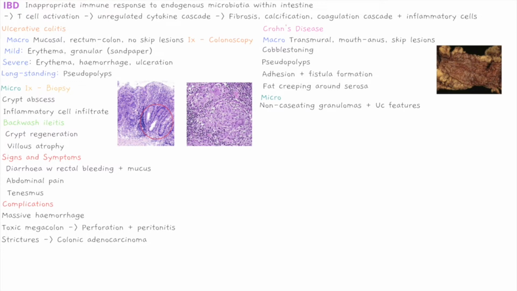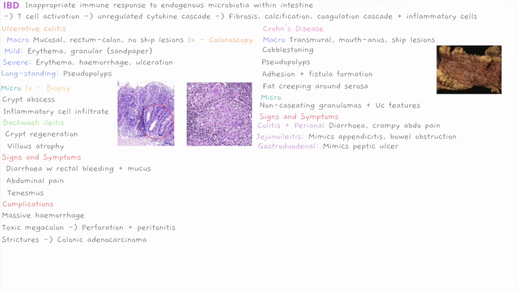The characteristic microscopic feature of Crohn's, a non-caseating granuloma, is shown here. Similar to ulcerative colitis, there are crypt abscesses and inflammatory cells infiltrate. Signs and symptoms depend on which area of the GI tract is affected, as remember, unlike ulcerative colitis, Crohn's can affect anywhere. So if it's in the perianal and colon region, there would be similar symptoms to ulcerative colitis, so diarrhea and crampy abdominal pain.